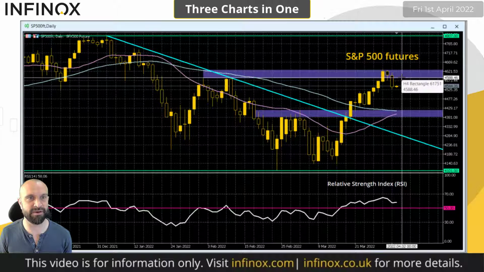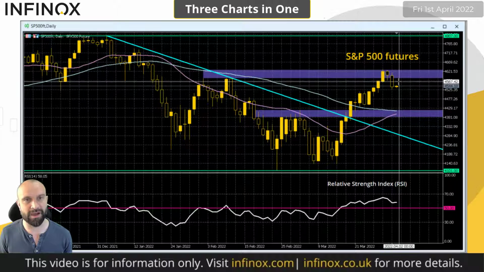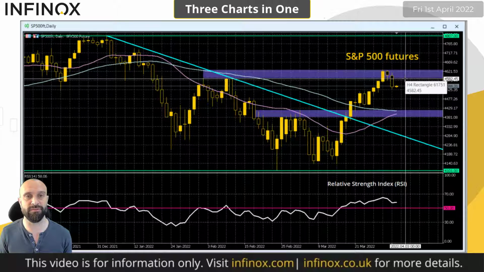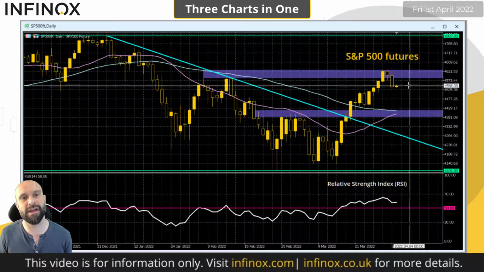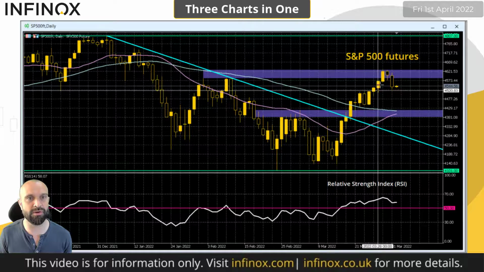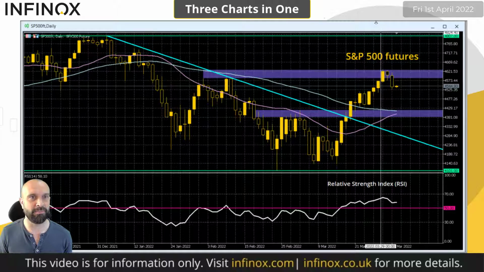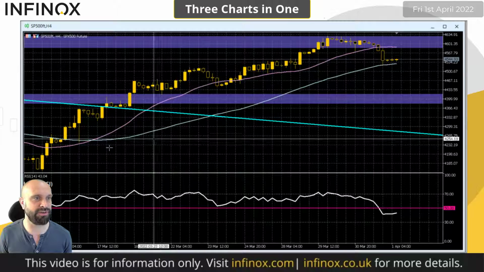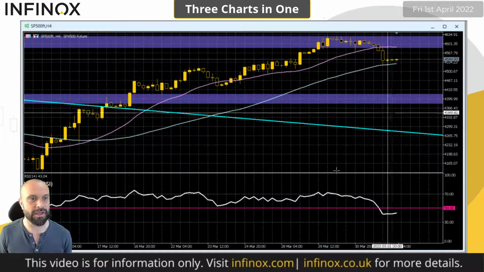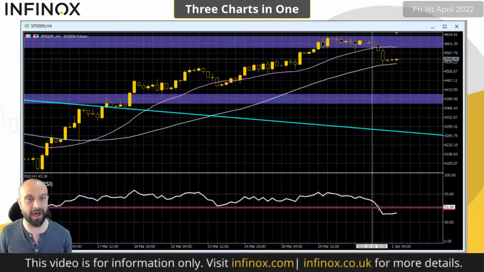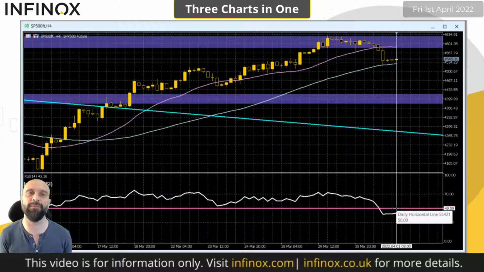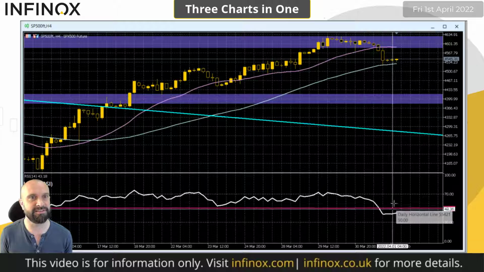If it starts to now find resistance on a rebound underneath 4585, then that turns into a corrective move once again. We've already broken essentially what would have been an uptrend in this move. I'll go on the 4-hour chart. You can see this rolling over. You can see the 4-hour RSI underneath 50 now. So again, on a near-term basis, that suggests more of a corrective move starting to develop.